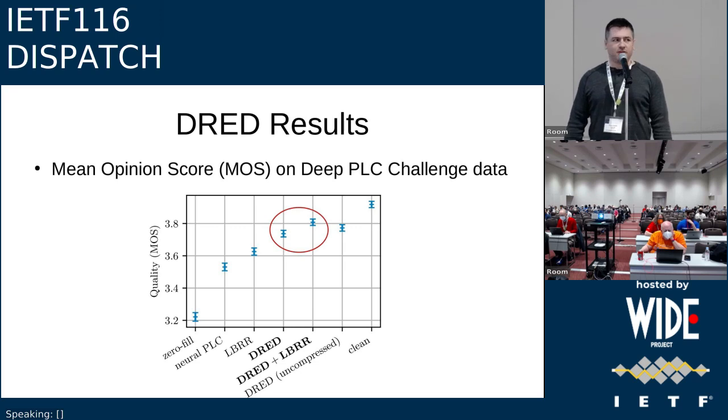Next slide, please. So we do have subjective results for deep redundancy. They're shown here. On the left side, obviously filling with zeros is very bad. We also have a neural PLC that you can try in an experimental branch, and you can see there the quality that it achieves. It is better than the standard Opus PLC, but still limited. And when using DRED, either with or without LBRR, as you can see in the circle, we actually get to a quality that is very close to the clean speech. That was evaluated on the deep packet loss concealment challenge data that was provided by Microsoft. Next slide, please.